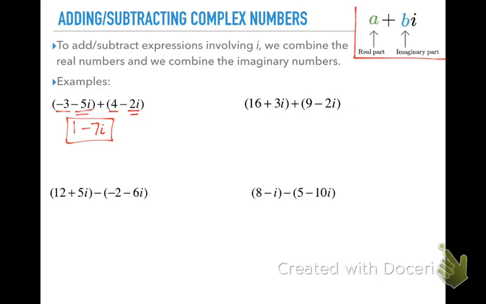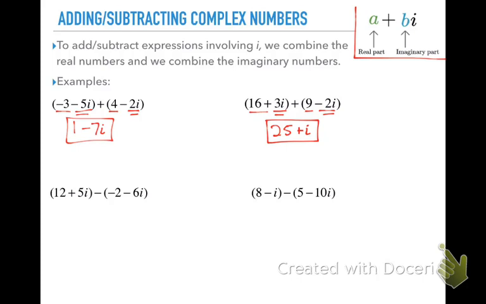Okay, let's try the one on the right here. The trap that students will sometimes fall into is thinking this is a FOIL problem because they see the parentheses there. This is not a FOIL problem. There's a plus sign in between. This is an addition problem, and we add complex numbers by combining like terms. So here 16 plus 9 is 25. 3i plus negative 2i gives us a positive 1i.